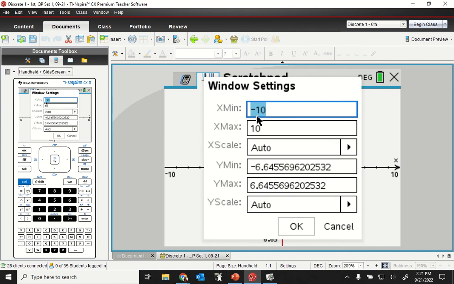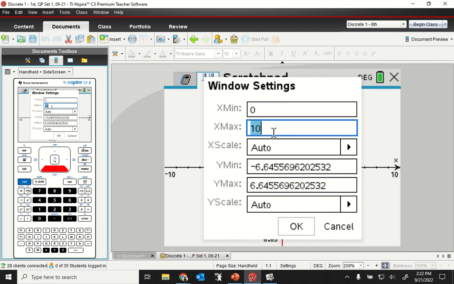Now, think about your X-min. What does X stand for? Okay, but what are we using? What is X representing in this word problem? Quantity sold, right? Can you sell negative? No, but you could sell positive. And can you sell 0? Yeah, you could sell 0. You're just not a very good businessman. So I'm going to change my X-min to be 0.